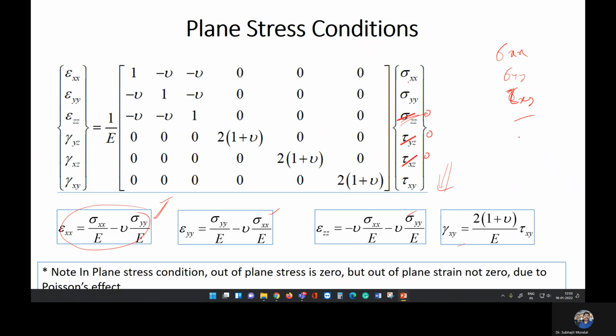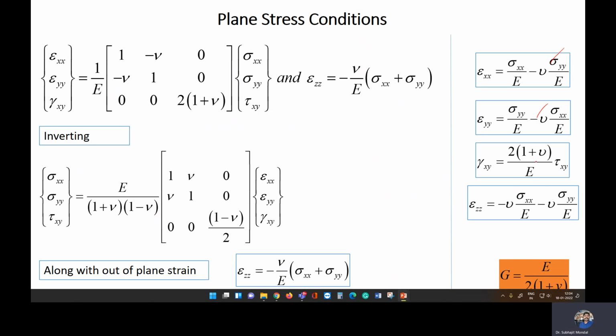But the strain along the z direction will not be 0. So though it is a plane stress condition, out of plane strain will be there. Though here we are putting that stress condition as 0, the strain part will not be 0. Here you can see that epsilon zz is equal to minus mu sigma xx by E minus mu sigma yy by E. Since the load is applied along x, due to the Poisson effect we will have a strain along the z direction. So now we have these four equations.